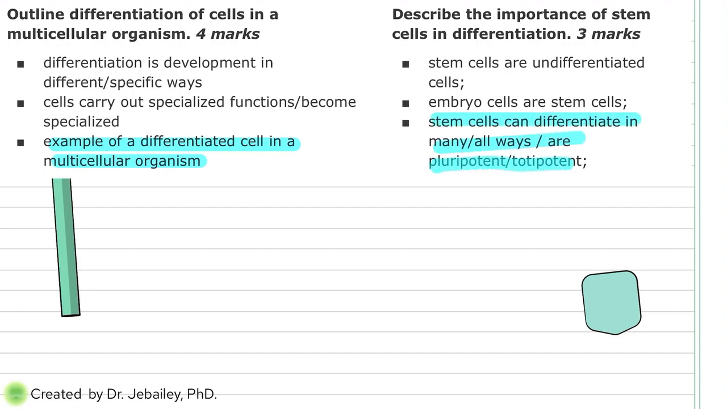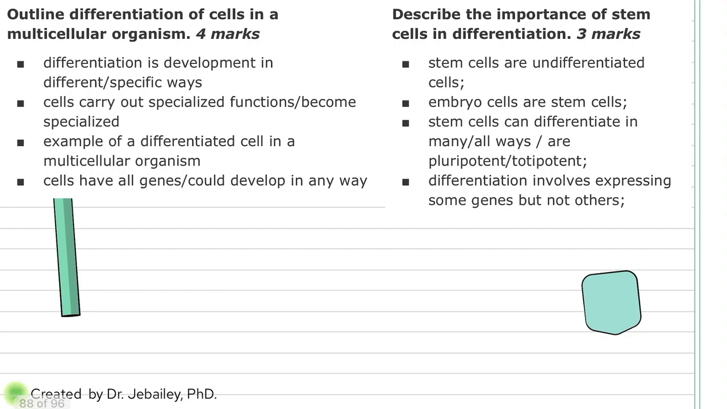They are pluripotent. So if you notice what the difference was, this described the importance of stem cells. That means, what is it about stem cells that makes them so important? It's because they're undifferentiated, because they are embryonic, and because they can become anything, they're pluripotent. This case is outline differentiation of cells. Differentiation means they become a specific job, they have a certain function, and again, give an example like the heart. Continue. We have here, cells have all genes, could develop in any way.